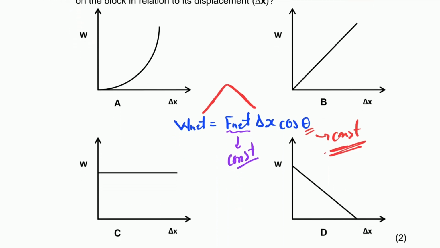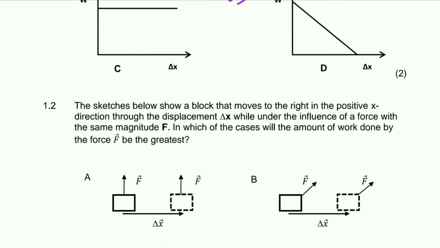So which one would be the correct answer? If you increase the displacement, then net work will also increase in a direct proportional relationship, and the correct answer will be B for question 1.1. I hope you did get that one when you answered the worksheet.